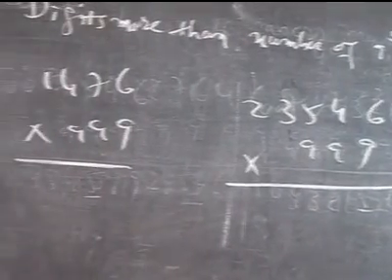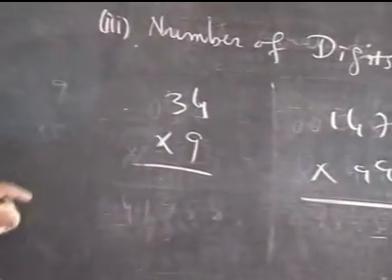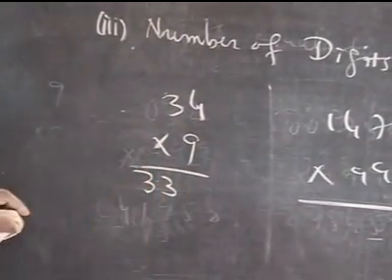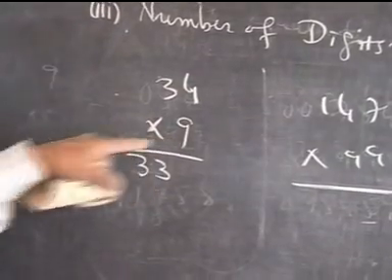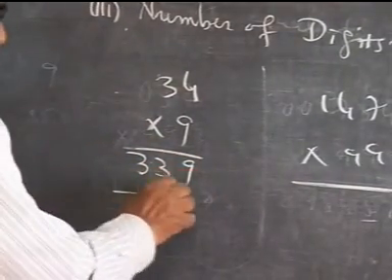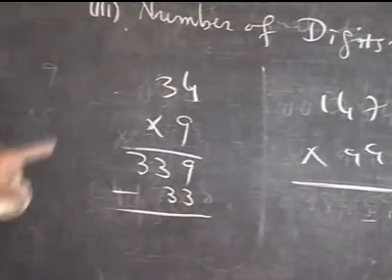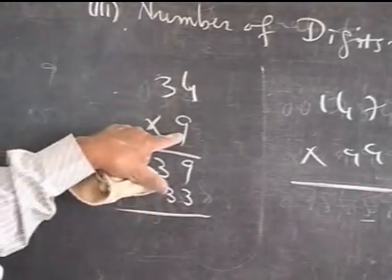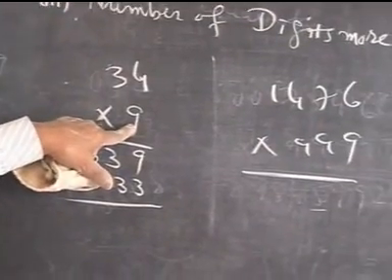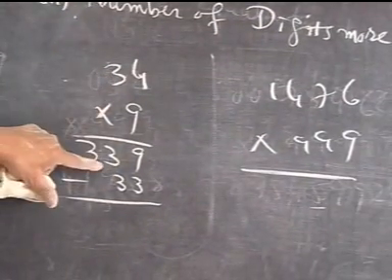So the method is: decrease 1 from 33. Adjust this number with 9 and subtract this 33. Do remember what you need? You decrease 1, adjust the number made up of 9s, and subtract this diminished number.